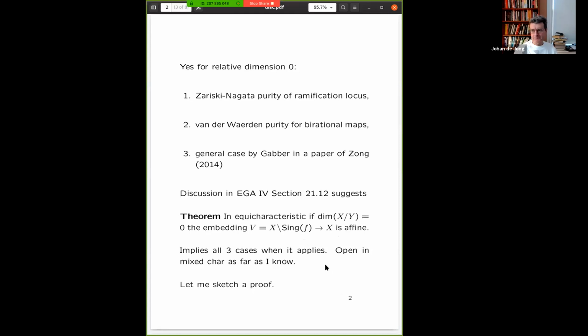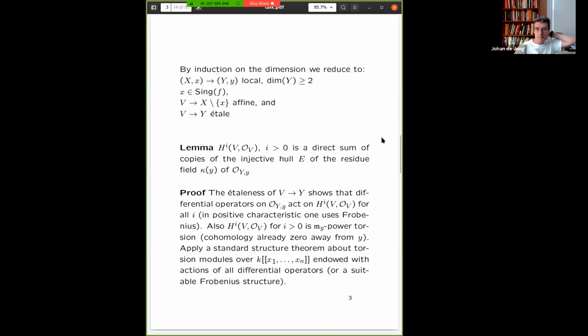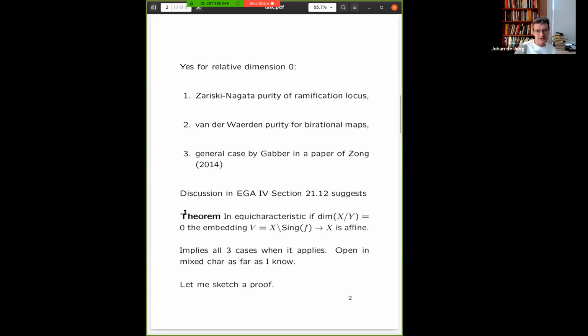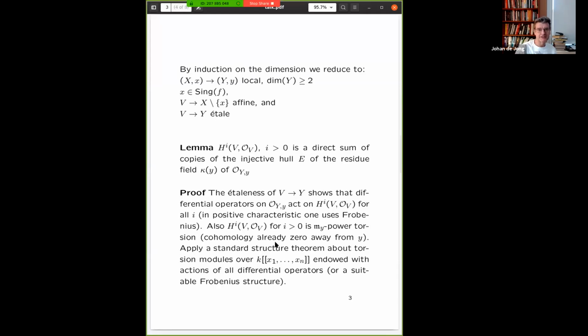Great. Next slide. So now I'm going to be talking about the proof of this theorem. I hope you remember the notation. You can find the slides also online on the WAGON website.